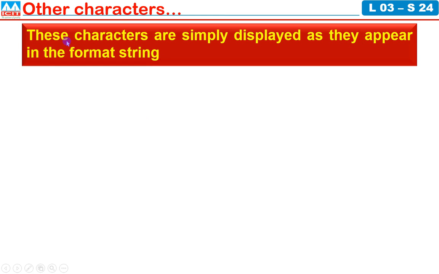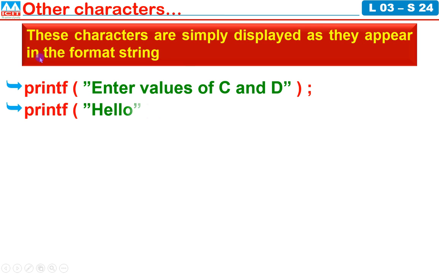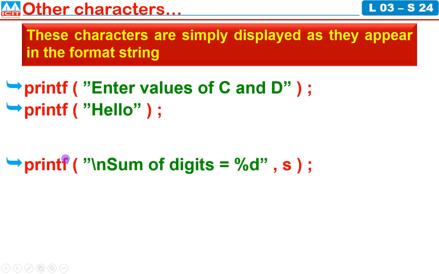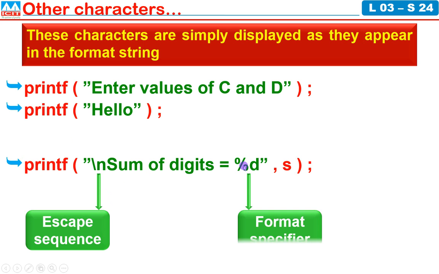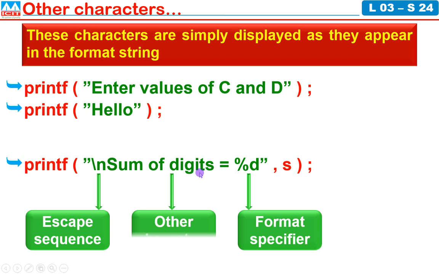Other characters. Whatever simple characters are there, they are displayed. These characters are simply displayed as they appear in the format string. "Enter values of C and D", this message will be displayed. printf "hello", the hello message will be displayed. This is the complete example. printf "\n Sum of digits = %d". This \n is called an escape sequence. This %d is called a format specifier. The in-between characters like Sum of digits equal are all other characters. This is the complete example of a printf statement.